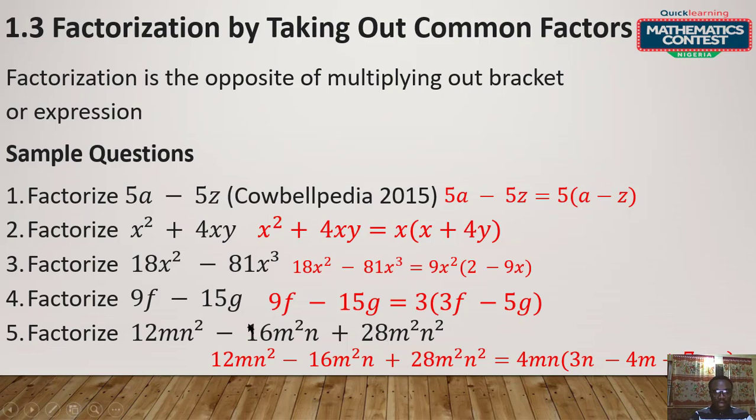Now we'll look for the letters: mn square, m square n, m square n square. What is actually common there is mn. So if we factor 4mn out from the first term, what will remain is 3n. We factor 4mn out from the second term, what is left is 4m. Then we factor 4mn out from the third term, what is left is 7mn. So this is actually how to factorize. You use the concept of highest common factor to factorize.